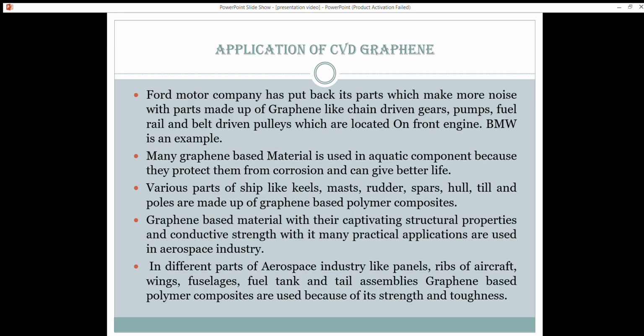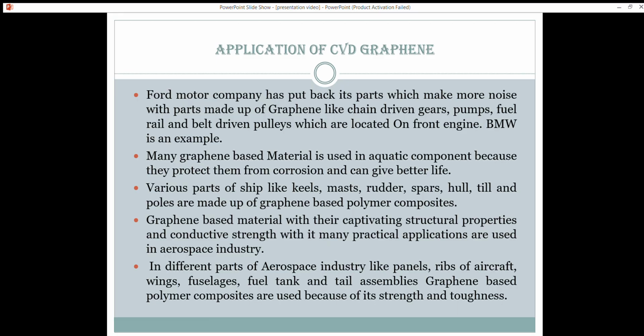Graphene-based material, with its captivating structural properties and conductive strength, along with its many practical applications, is also used in the aerospace industry. Now, how do we use them in the aerospace industry? In different parts of the aerospace industry, like panels, ribs of aircraft wings, fuselages, fuel tanks, and tail assemblies, graphene-based polymer composites are used because of their toughness and strength. So, due to the strength and toughness of graphene, it is also used in the aerospace industry, the automobile industry, and also in the marine industry.